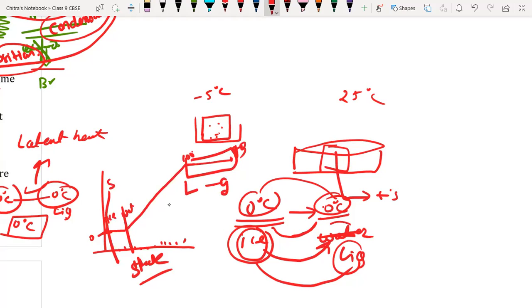Here ice was in solid state and here water was in liquid state. So the solid to liquid conversion takes place without change in temperature, but heat energy is being absorbed. That heat energy is called latent heat of fusion.